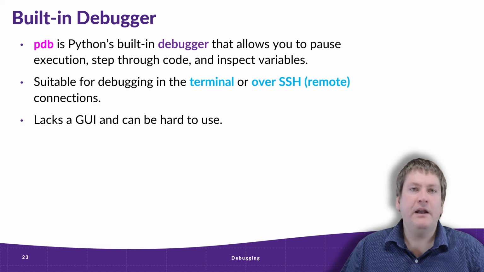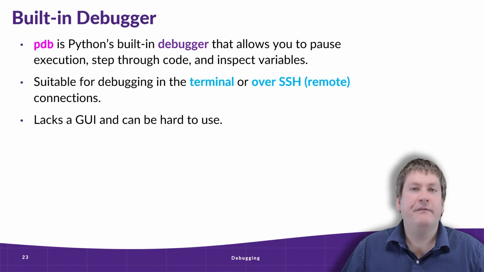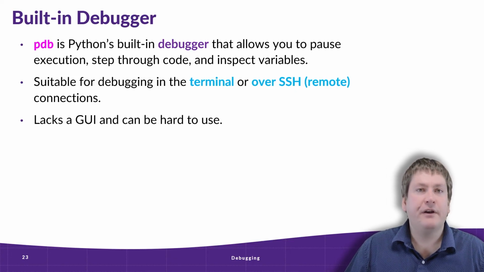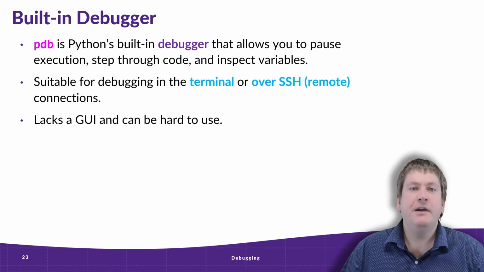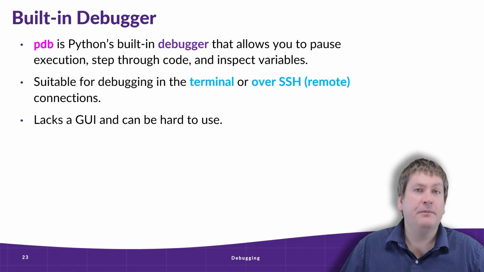So PDB is Python's built-in debugger, and it allows us to do some very useful things, like pause the execution of code, step through code one line at a time, and inspect the current values of variables. So this allows us to do things like pause our code, run it one line at a time, and see how it changes the state of the computer's memory, what variables are available, and what the value of those variables are.